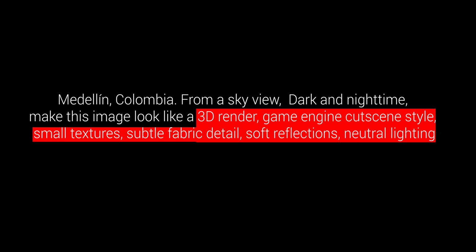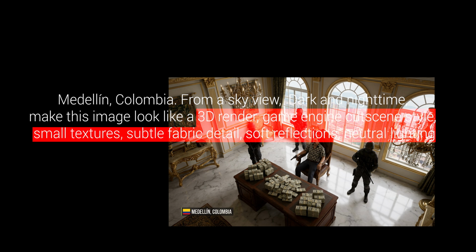Then I added these details, such as the camera view I want. And also, I added these keywords: 3D render, game engine cutscene style, small textures. With these keywords, you can create 3D style images like this.